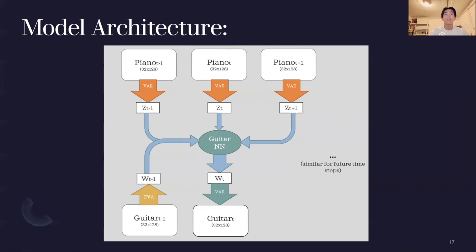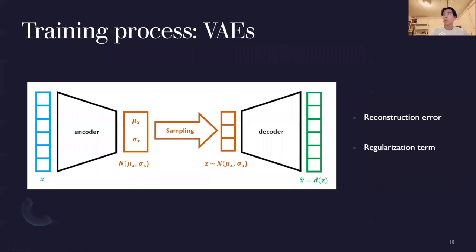We then repeat this process, of course, iteratively for future time steps, and this allows the generation of music. So let's talk a bit about the training process now. To train the VAEs, we used a two-term loss function: a reconstruction error, which calculates the difference between the decoded output, so here x hat, and the inputs, so x. And another term is the regularization term.